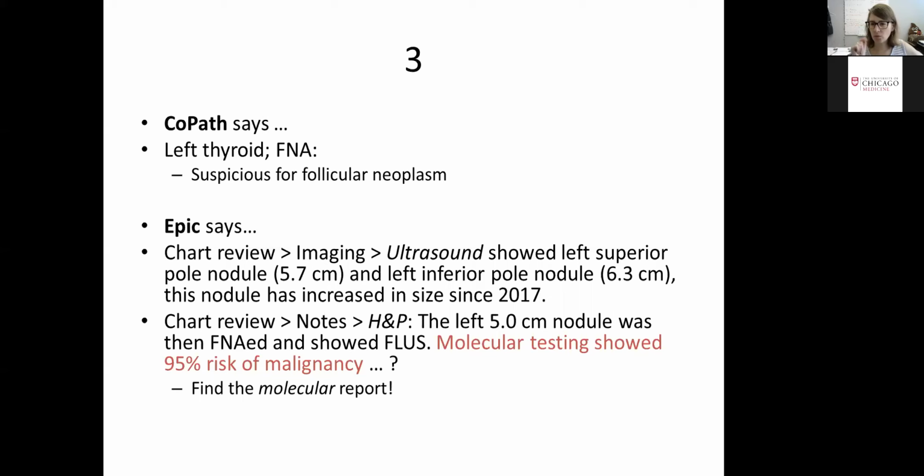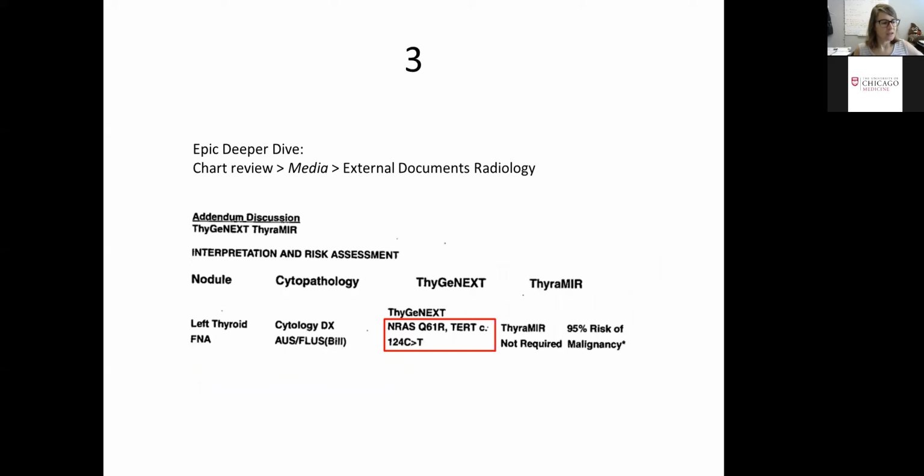All right, so what am I going to tell you to do? I'm going to tell you to go find that molecular report. So 95% risk of malignancy, that's very high. What did they find? All right. So if you can't find it right away, where are you going to go? So for those of you who are new to EPIC, right, you can go into Media tab. Media often has scanned images from external sources, external radiology, external pathology, external notes, external molecular testing, whatever. So in this case, there was a scanned report of the ThyGenX Thyromere molecular test.